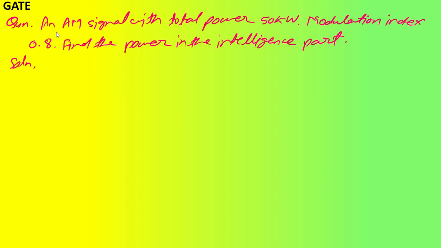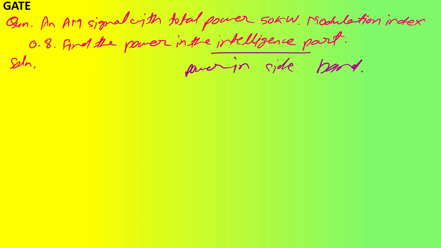The question is an amplitude modulated signal with total power 50 kilowatt, modulation index 0.8. Find the power in the intelligence part. See, what he is asking is, the intelligence part is nothing but the power in sideband.